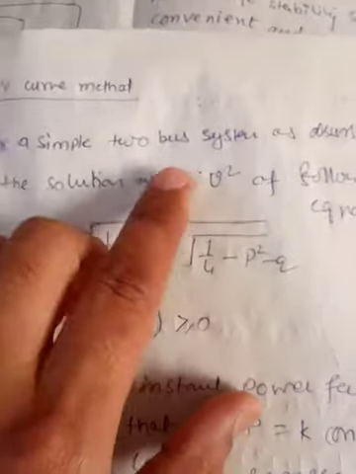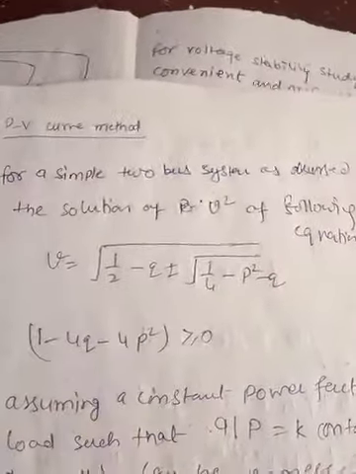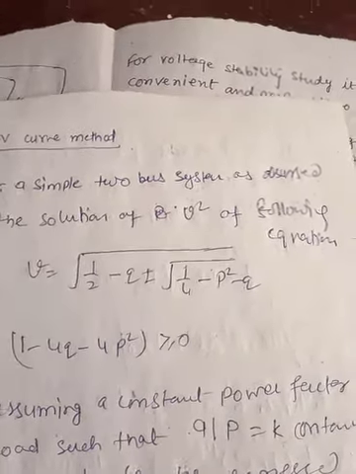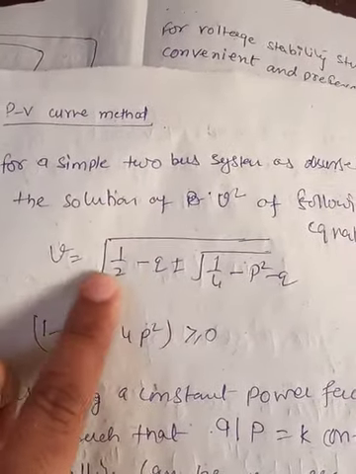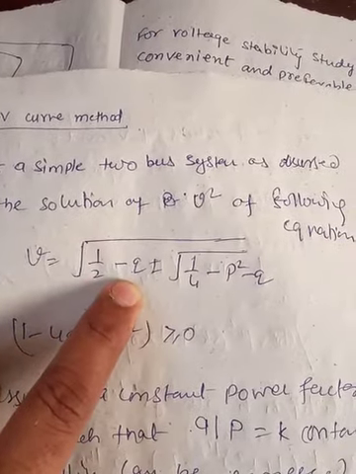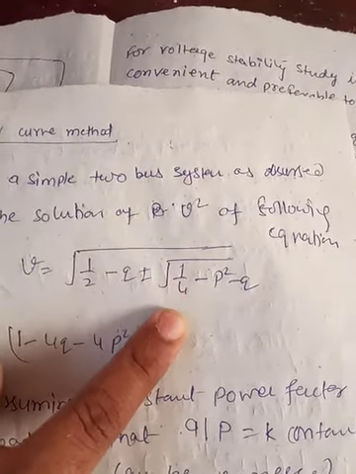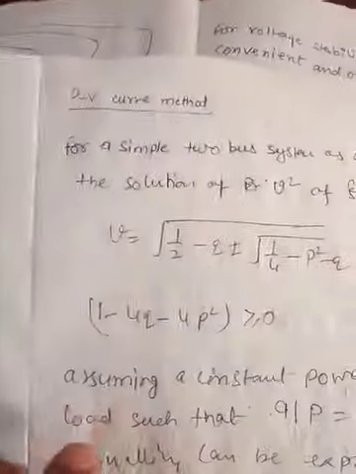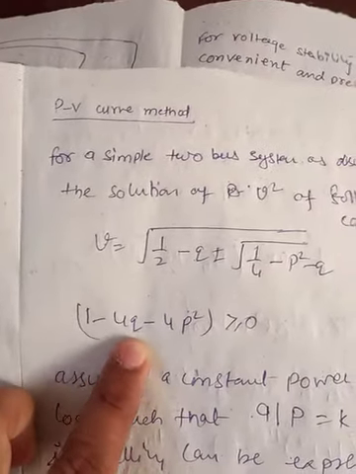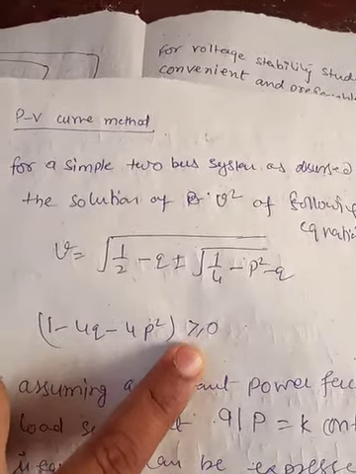Now over here, for a simple two bus system, as we have discussed, the solution of V square can be written again as V upon V equal to 1 by 2 under root 1 by 2 minus Q plus minus under root 1 plus 4 P square minus Q. Further, if we are trying to find the PV curve method, it can be written 1 minus 4Q minus 4P square greater than 0.